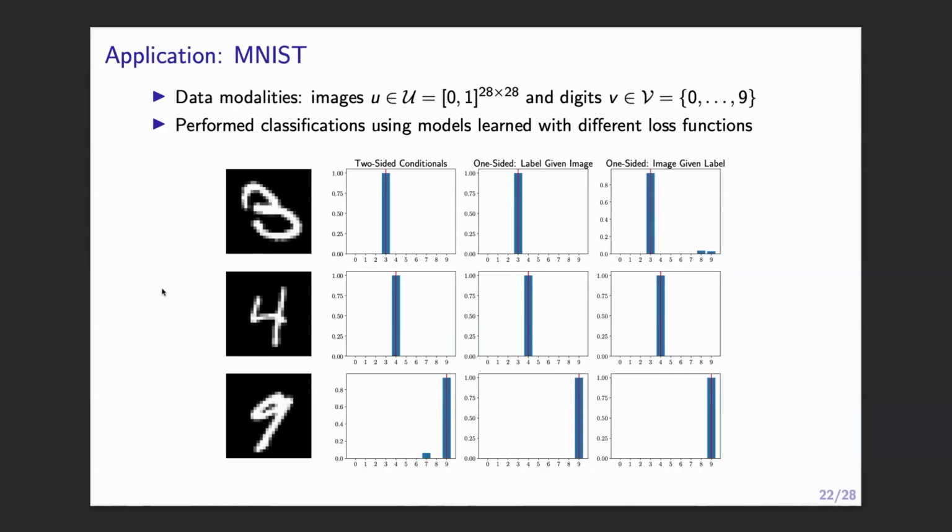Like, for instance, in this first row, maybe there should be some uncertainty on whether the image is actually an 8 or not just a 3.